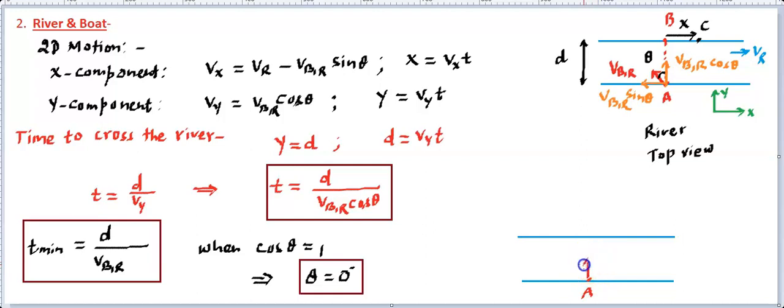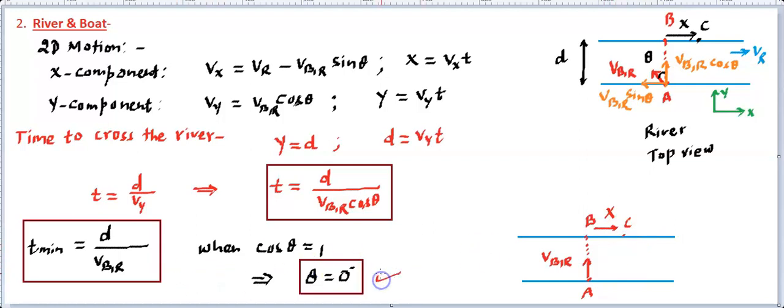If you start in this direction, so this is your VBR, theta now is 0. Of course, you are not going to reach at the point B. You will be reaching at point C. That's a different story. That means you will carry some drift, but you will be reaching another end, from this side to this side, in the shortest possible time. So that's the minimum time.